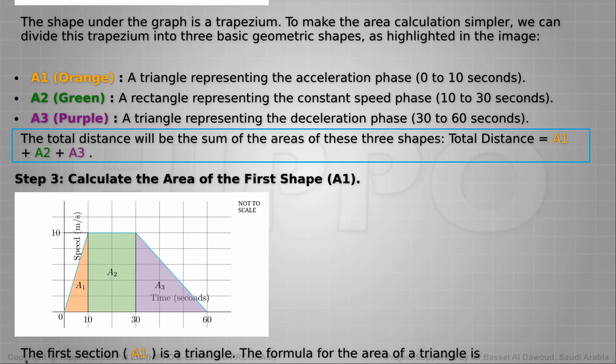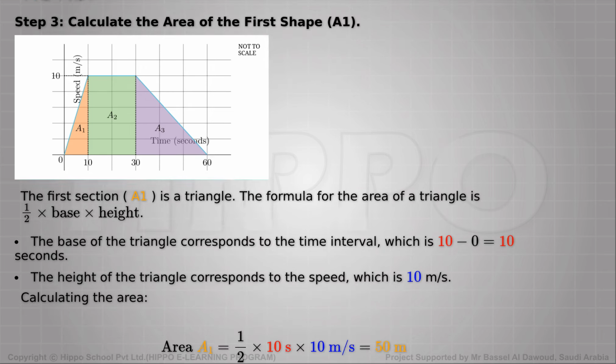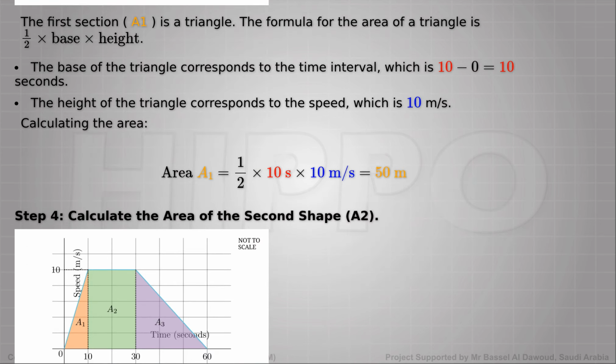Let's start with A1. All right, let's focus on the first section, A1, which is the orange triangle. This represents the first 10 seconds of the journey. To find the area of a triangle, we need its base and its height. Looking at the graph, the base of our triangle runs from 0 to 10 seconds, so its length is 10. The height goes from 0 up to a speed of 10 meters per second, so the height is 10.